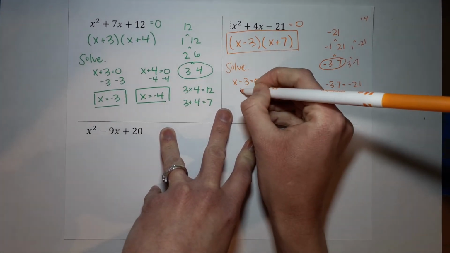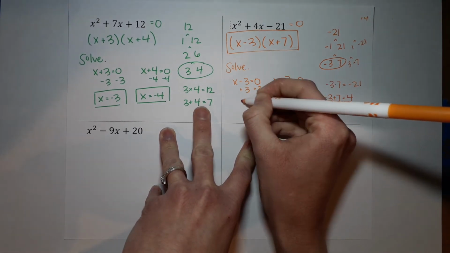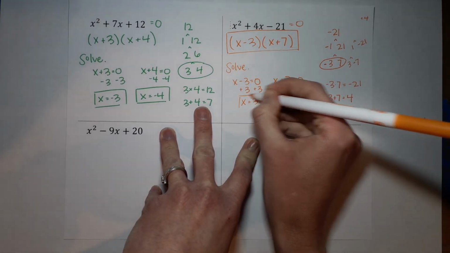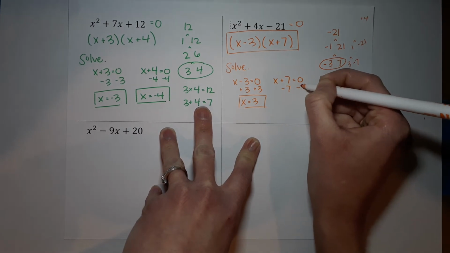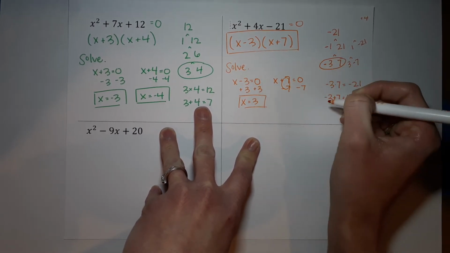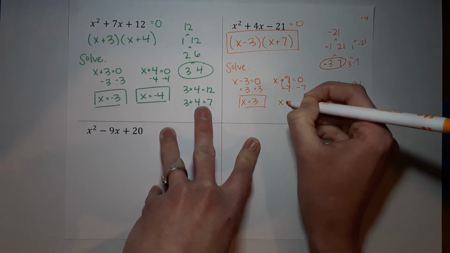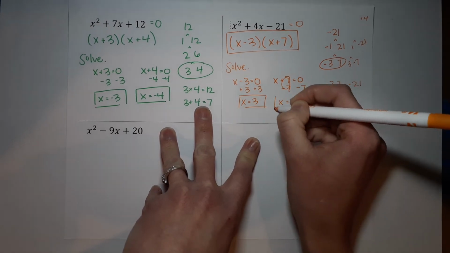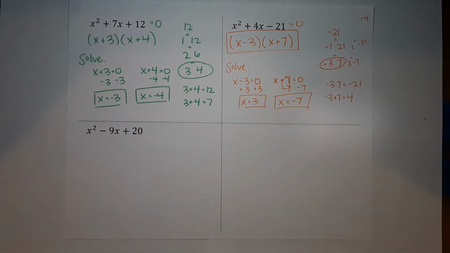So we've got x minus 3. Add the 3 to both sides. We get x equals 3. Subtract 7 this time because it's being added and we want it to go away from that side. So we get x equals negative 7. Sweet. All right, last one.